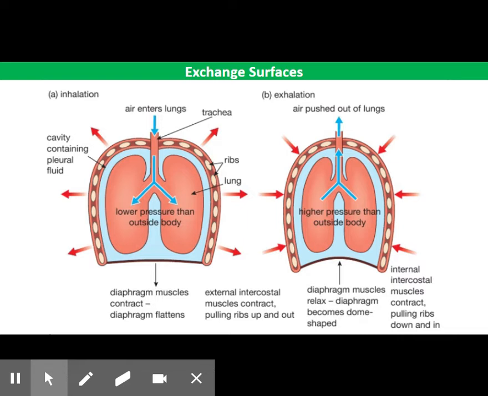In comparison, during exhalation, the rib muscles relax, or the external intercostal muscles relax, whereas the internal intercostal muscles will contract, pulling the ribs down and in. Meanwhile, the diaphragm relaxes. When it relaxes, it becomes more of a dome shape. The overall volume of the chest cavity is reduced, and the internal pressure is higher, it's increased. As a result, air is forced out of the lungs.